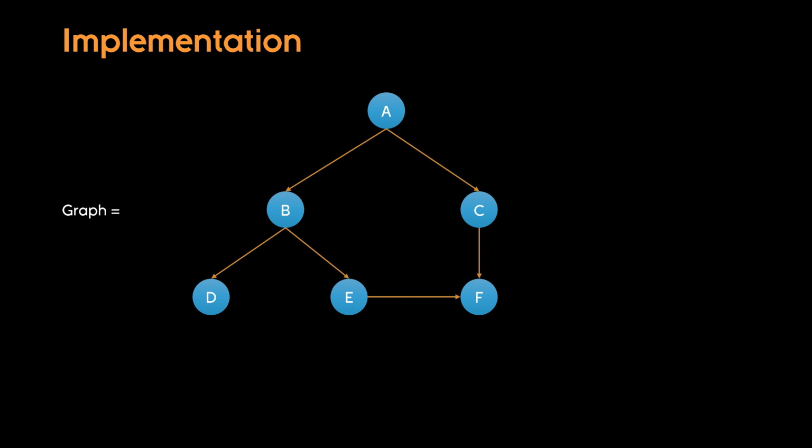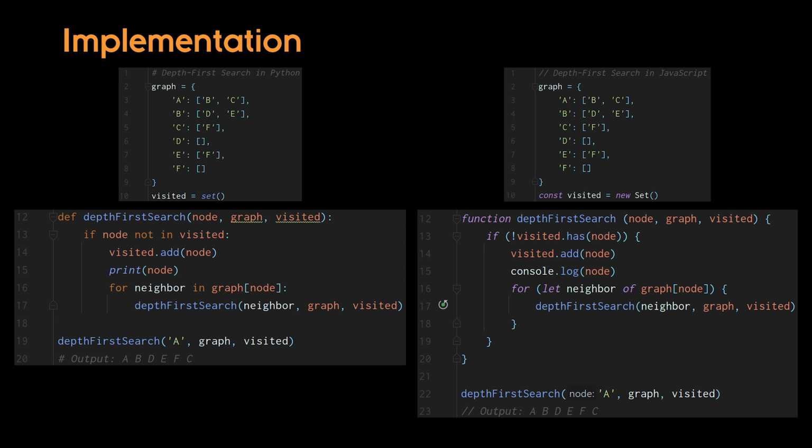Implementation. Here we have a graph on which we want to use a depth first search. Remember that, unlike trees, graphs may contain cycles, so we may come to the same node again, as is the case here with the node F. And here we have the code.